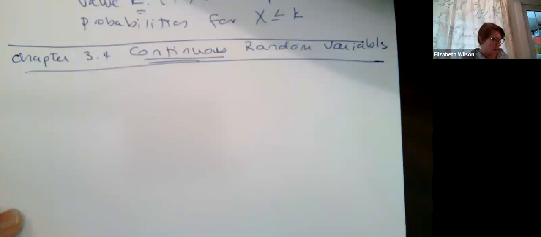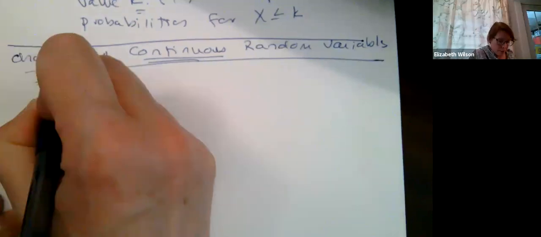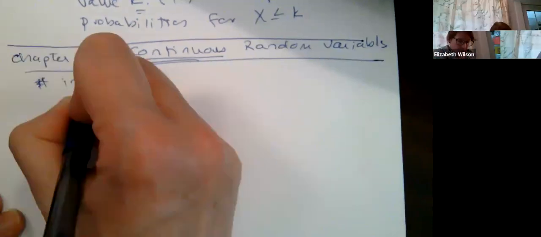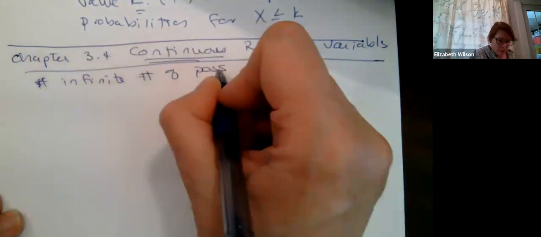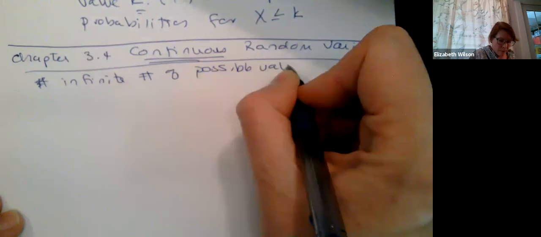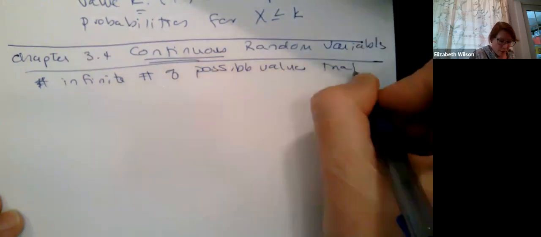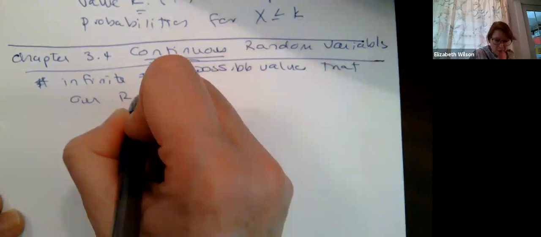So we have an infinite number of possible values that our random variable can take on.